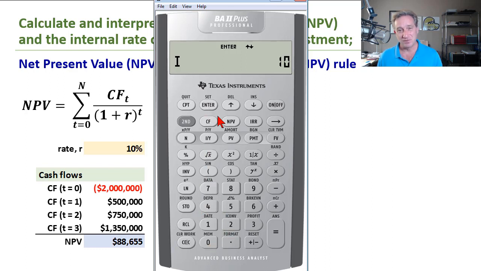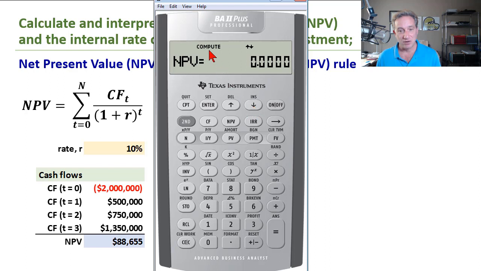I myself am always tempted to go for the 0.1, because that would be the correct decimal format, but it's expecting the input in percentage terms here. So we hit the enter, and then that's been accepted.